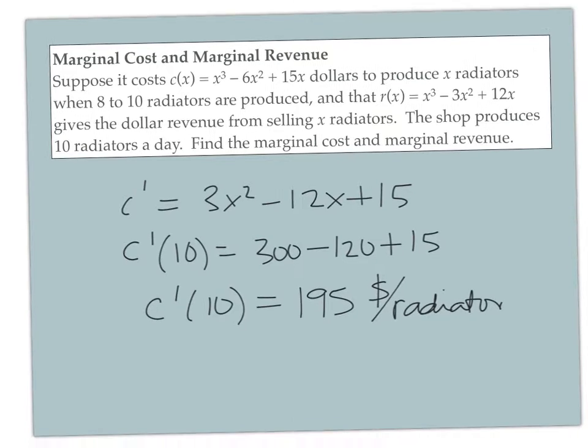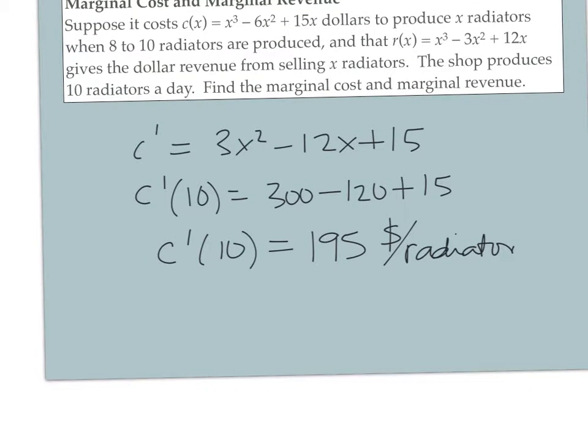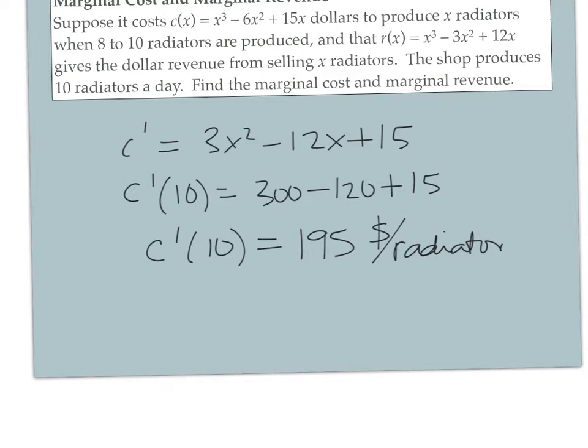Okay? So then, if I find the revenue, so R prime, and you would explain that, you don't have to explain it really, you just have to say the marginal cost is $195 per radiator. You don't need to explain what that really means. But you need to know the units.